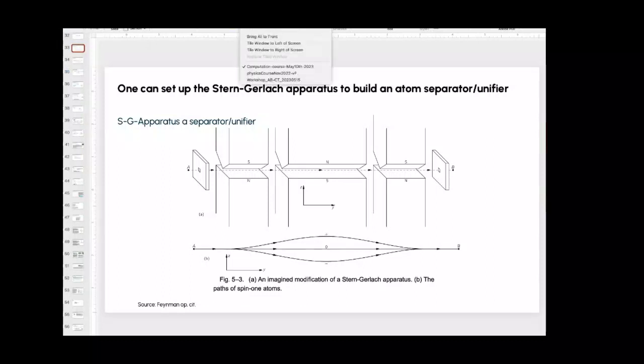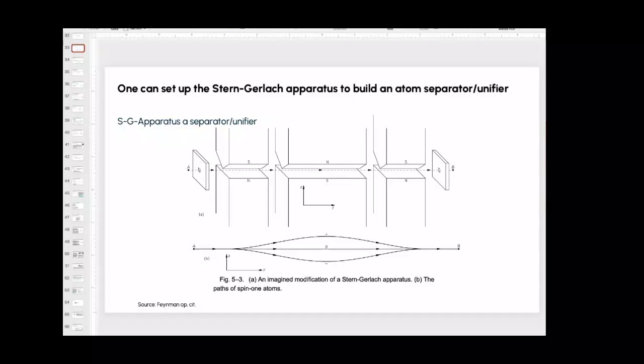So let's continue. We were here. Just to recap, this thing was the path. Here you have an oven producing particles, and they go through 3 consecutive Stern-Gerlach apparatuses. The first one is splitting them, the second one is basically just letting them go through, and the third one is reuniting them into one beam.